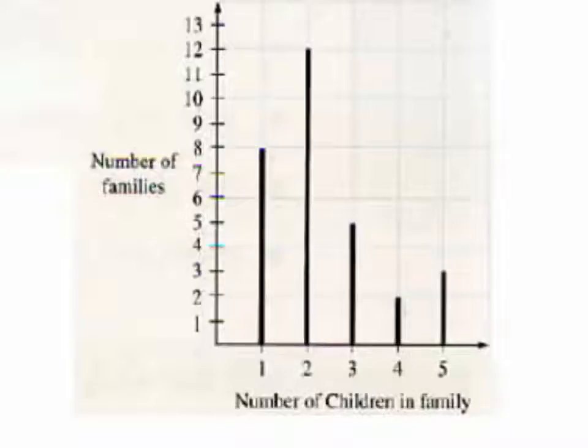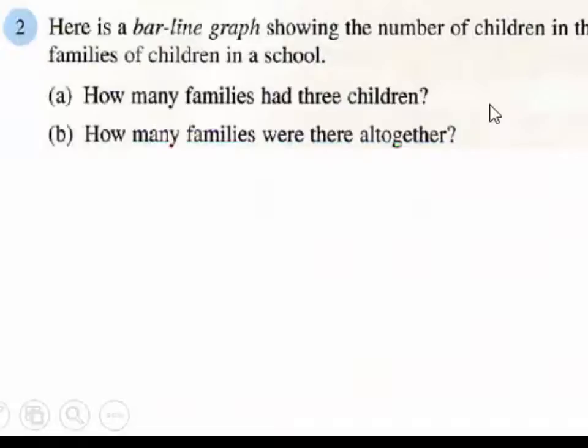First part says, how many families had 3 children? Look across at the x-axis, we've got 3. Go up to the top of that particular bar line, read across and pick up the value 5. So the answer to the first question is 5.